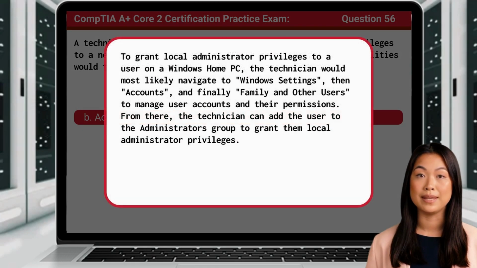To grant local administrator privileges to a user on a Windows Home PC, the technician would most likely navigate to Windows Settings, then Accounts, and finally, Family and other users to manage user accounts and their permissions. From there, the technician can add the user to the administrators group to grant them local administrator privileges.